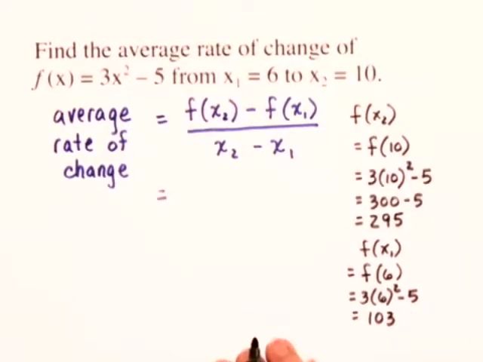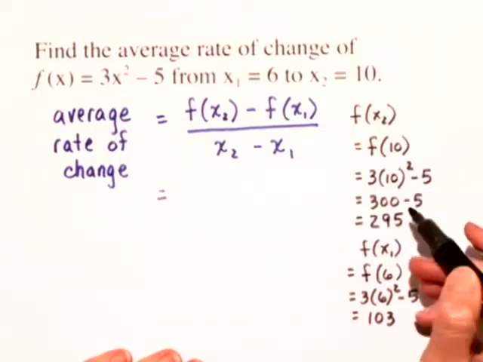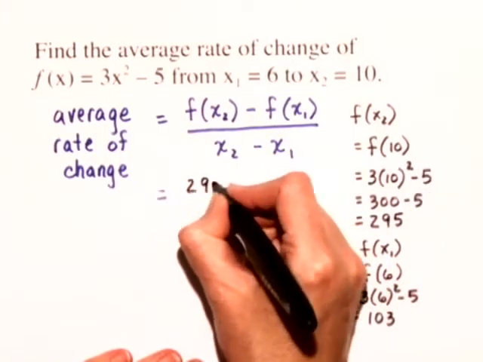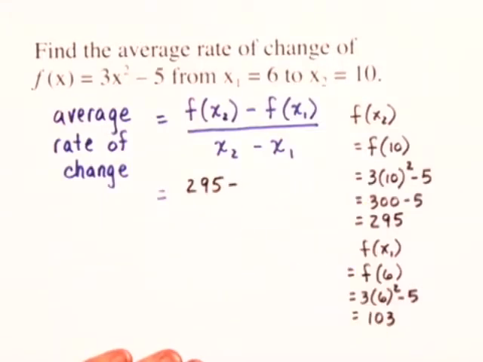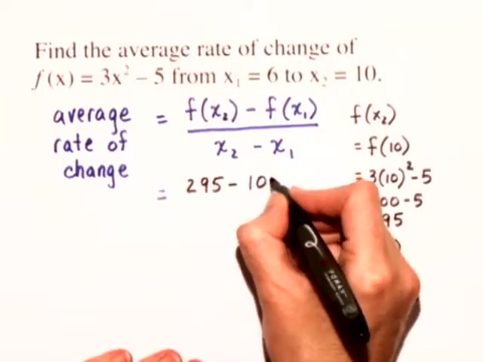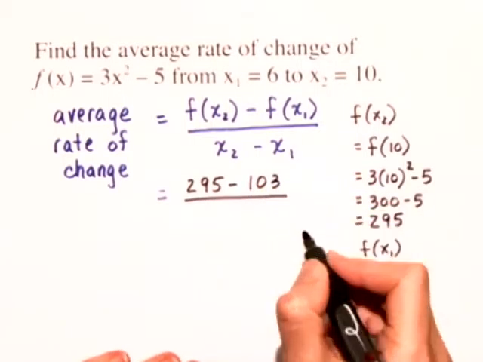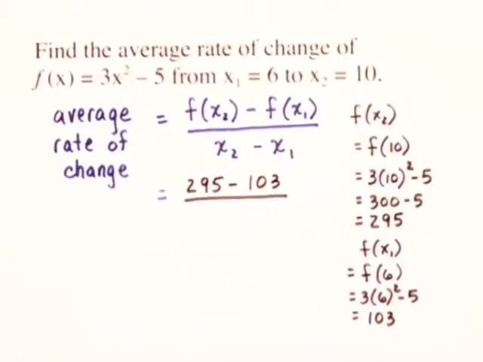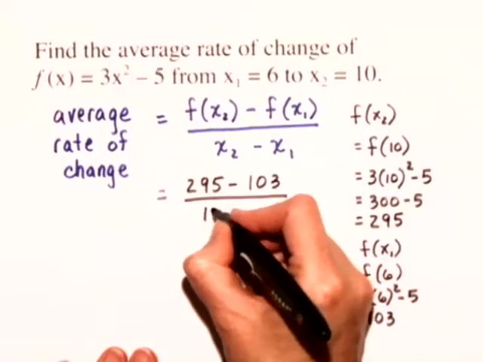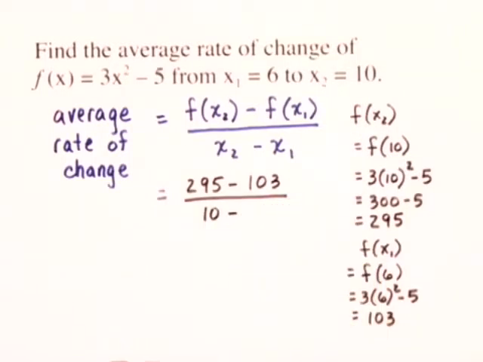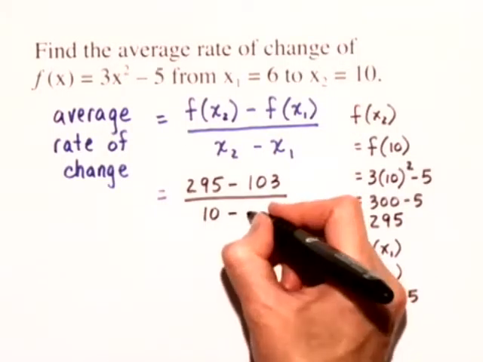So we'll substitute these values in now. F of x sub 2 we found out was 295, minus f of x sub 1 we just calculated was 103, divided by x sub 2 was given as 10 minus x sub 1 was also given as 6.